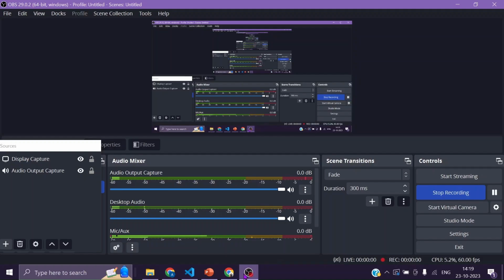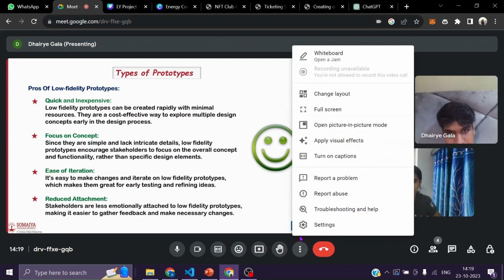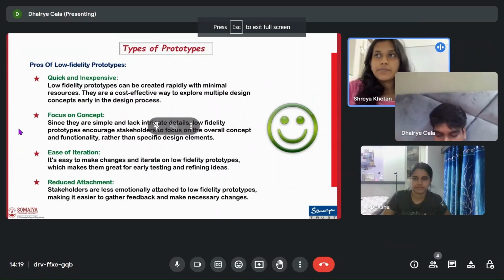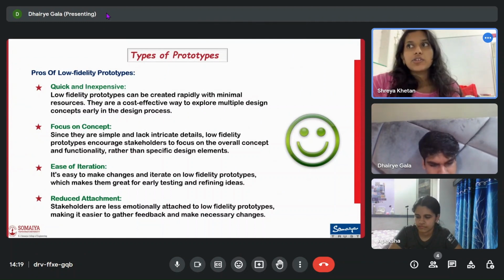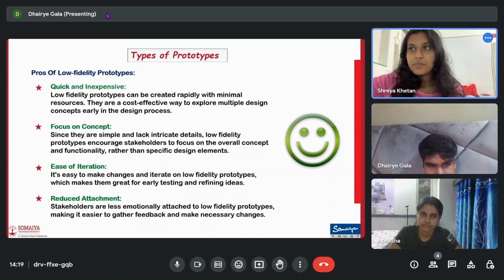Okay, so now let's talk about the pros of low fidelity prototypes. So they are very quick and inexpensive. Low fidelity prototypes can be created rapidly using minimal resources like pen and paper. Secondly, they are extremely cost effective as well. And second point, focus on concept. Since they are simple and lack intricate details, low fidelity prototypes encourage stakeholders to focus on the overall concept that we are aiming at and the functionality rather than specific design elements.